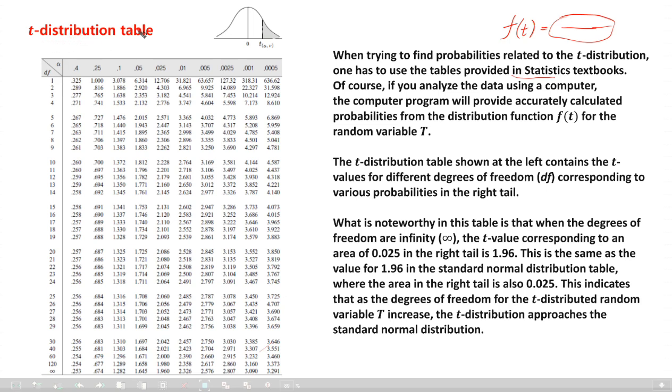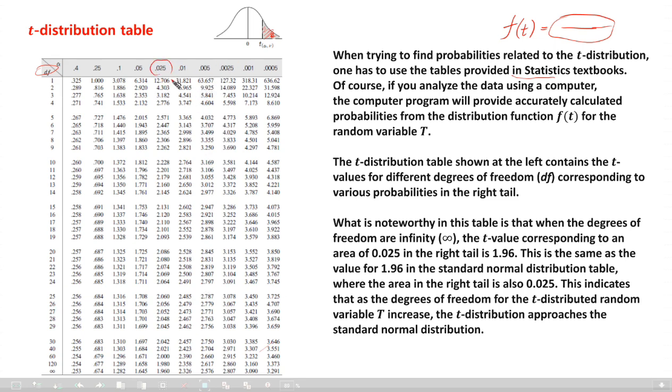There are different degrees of freedom, 1, 2, 3, 4, 5, 6, up to infinity. And for the right tail area, if this part is 0.001, very small, then the t value is up to here. If this area is 0.005, very small, then the t value will change like this, depending upon the degree of freedom.